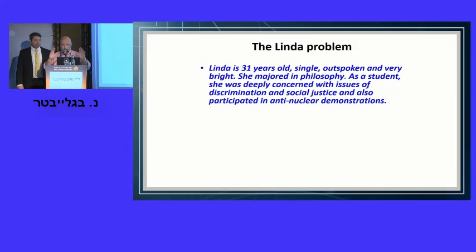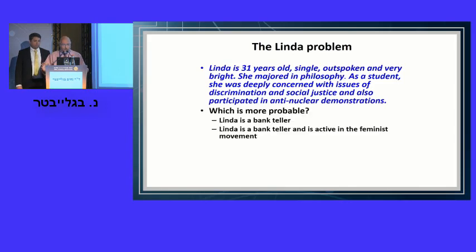And let me give you two classical examples. The one is the Linda problem. Think about it. Linda is 31 years old, single, outspoken, and very bright. She majored in philosophy. And as a student, she was deeply concerned with issues of discrimination and social justice, and also participated in anti-nuclear demonstrations. This was constructed in the 70s. Today, maybe we would say that she graduated from Berkeley and was engaged with the BDS, God forbid, movement.